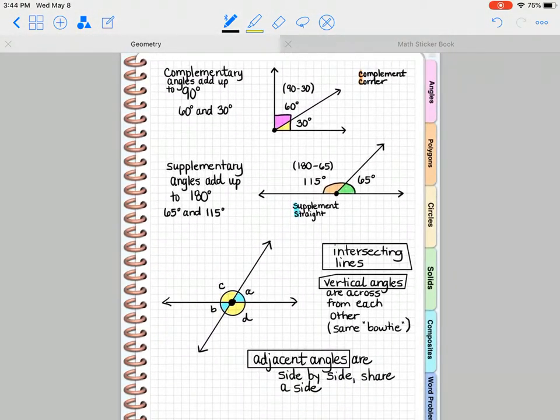Okay, so I know there's a lot there. That's it. We've got a lot of definitions in geometry. So complementary angles, that was a term. Supplementary angles, that's a term. All of these are important terms to know. Okay, moving on. I need to show you about parallel and perpendicular.